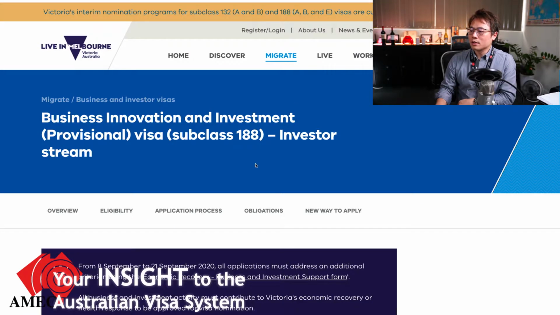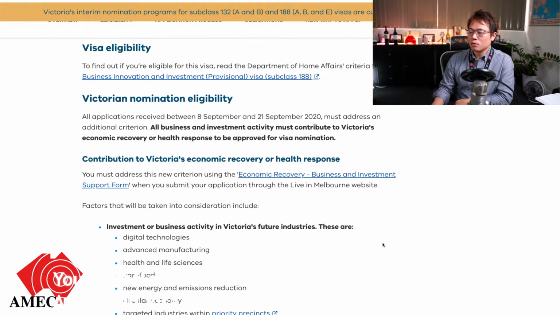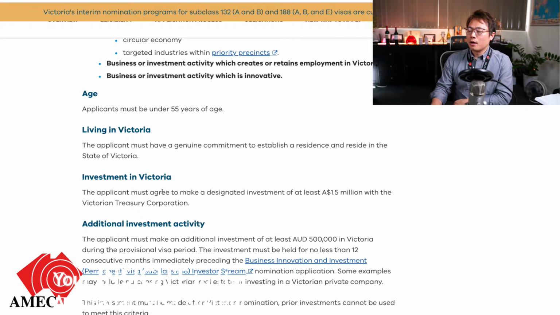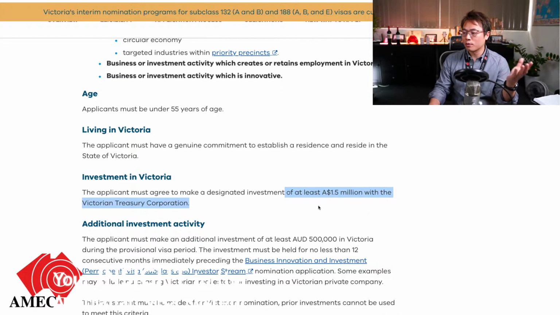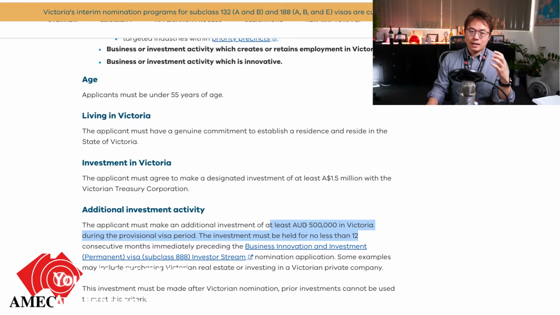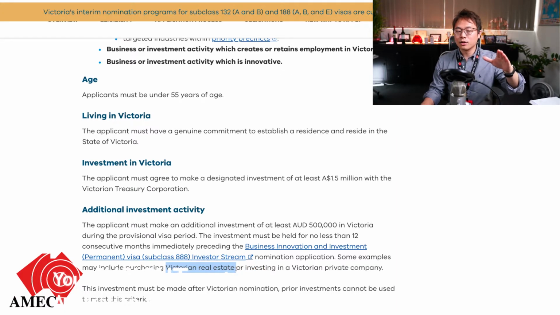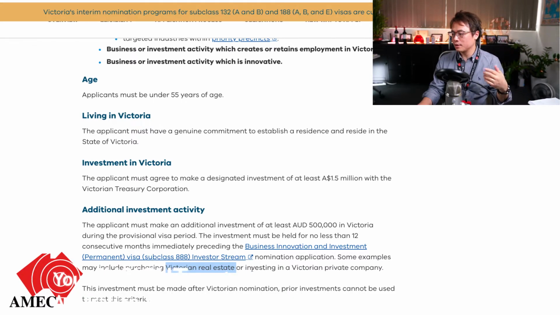Now, Victoria is a bit different because this year, obviously, there has been the COVID and the pandemic issues. So there are additional requirements. So let's come down here. In addition to the minimum requirement of 1.5 to the Treasury Corporation, Victoria, there is an additional 500,000 that is required to be invested for at least 12 months after you got the 1AA visa, and it can be in Victoria real estate. Make sure that it cannot be your own living residential property. It has to be an investment property.